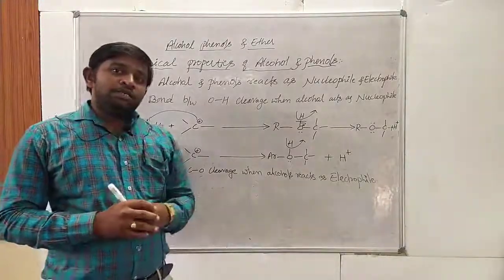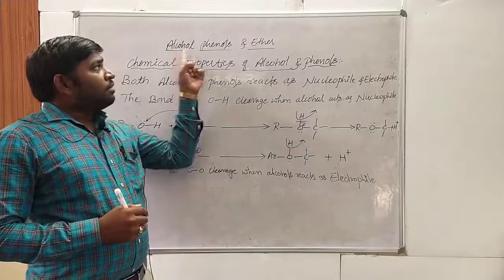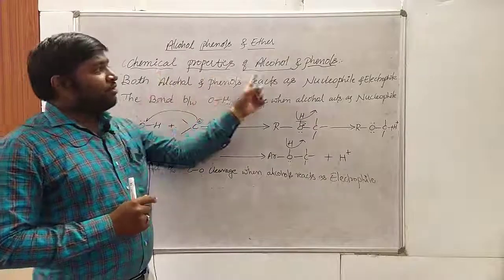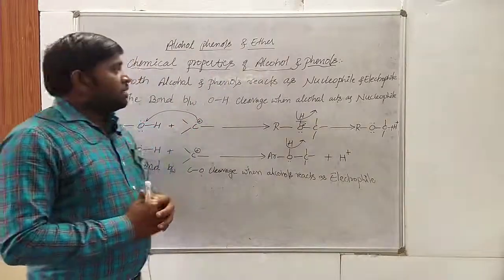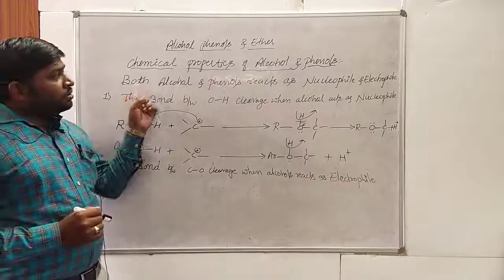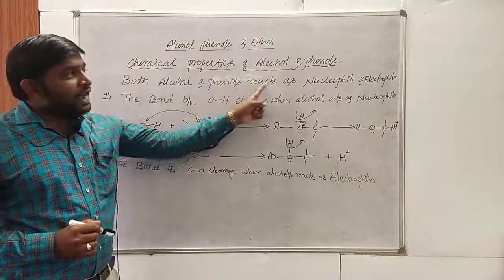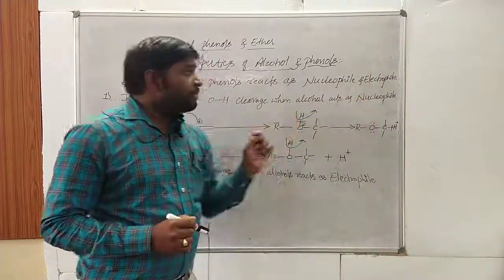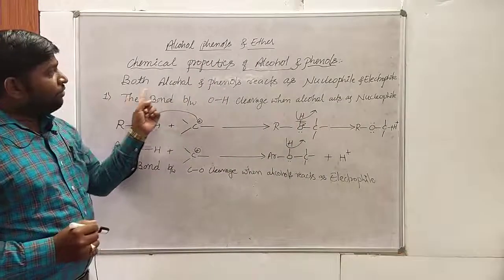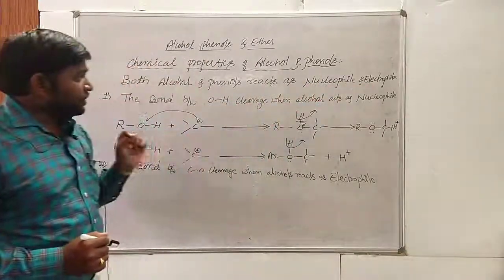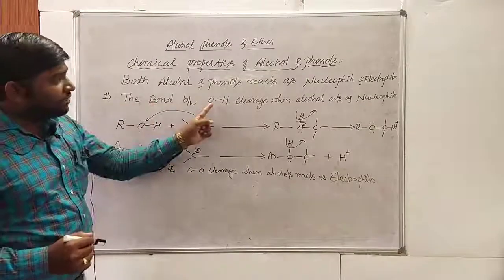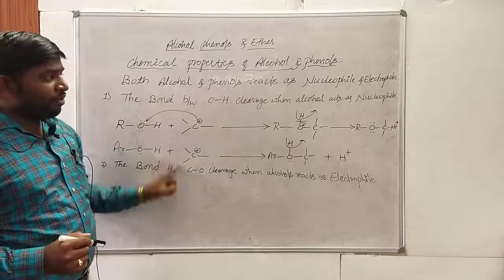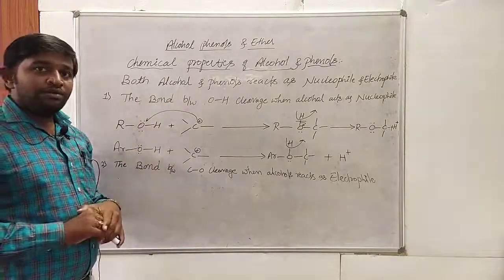Dear students, in today's class let us discuss the alcohols, phenols and ethers chapter. In that, let us discuss the chemical properties of alcohols and phenols. Here both alcohols and phenols react as nucleophiles and also as electrophiles. On the basis of the nucleophile and electrophile consideration, we may consider cleavage of the OH bond or the CO bond. We can discuss two types of bond cleavage that can take place in alcohols and phenols.